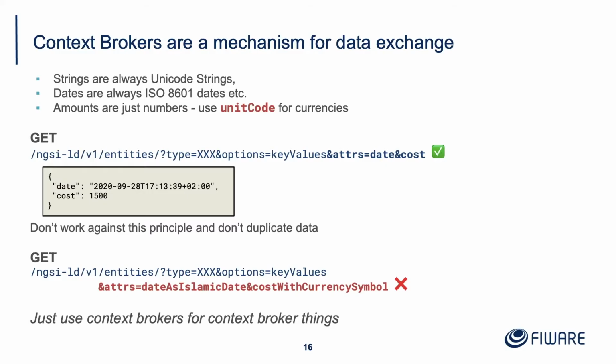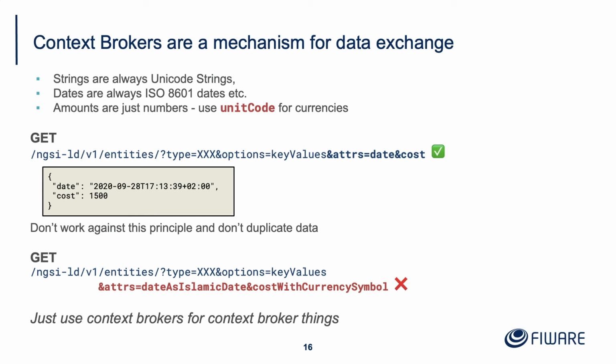Let's move on to another area. This is internationalization, dates and currencies. These cause issues with NGSI data today, and there are standard ways around this, and reasons why we do it the way we do it. Context brokers are a mechanism for data exchange. Because my system is going to be isolated from your system, and we want to be able to talk to each other, there are certain rules.